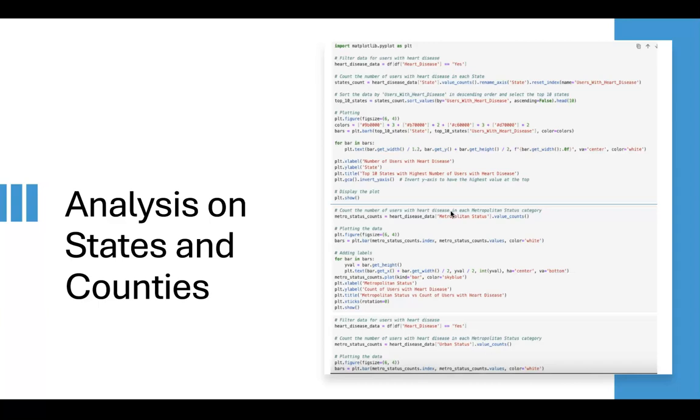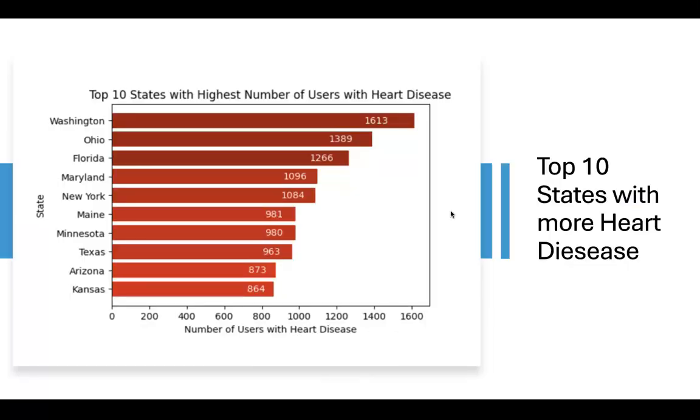Hi everyone, my name is Angsha and I am the business analyst in this project. So we have analyzed state and county. This is the screenshot of the code. We have also analyzed the top 10 states with more heart disease. So we can see Washington has the highest number of users with heart disease.